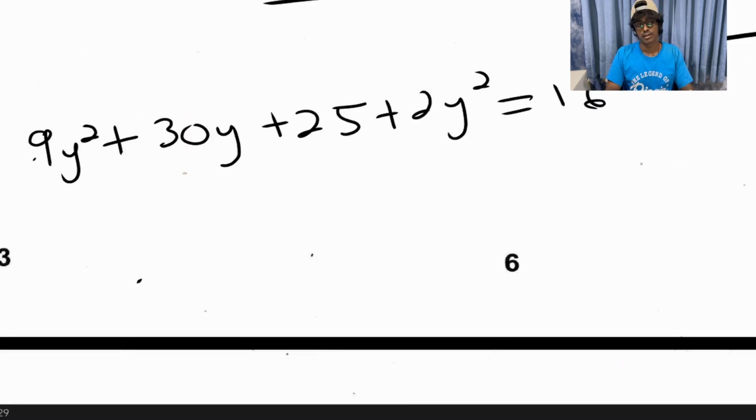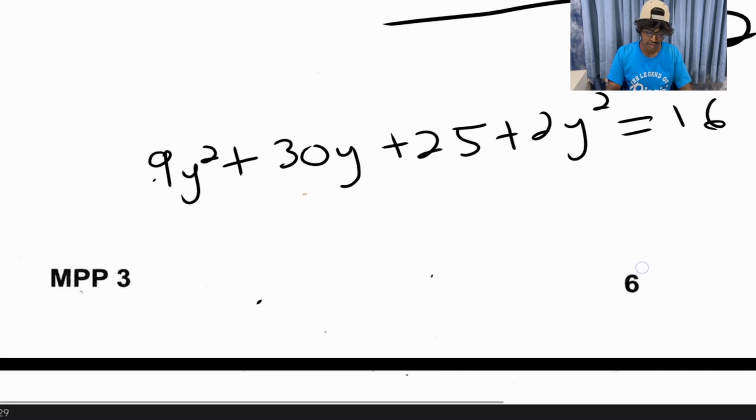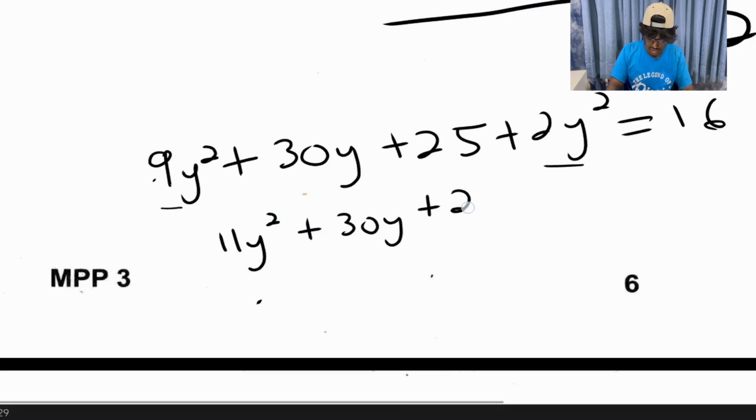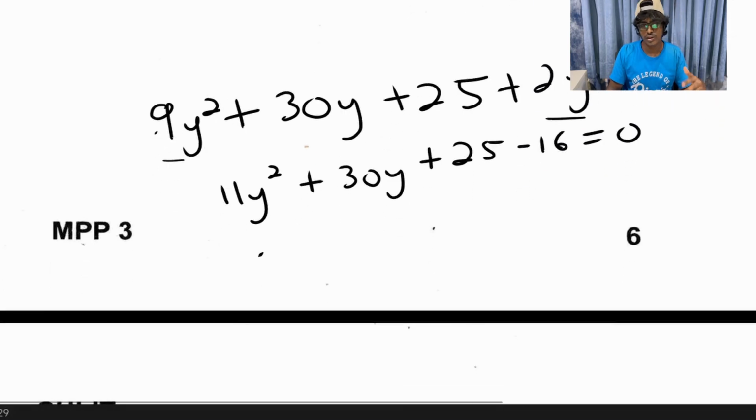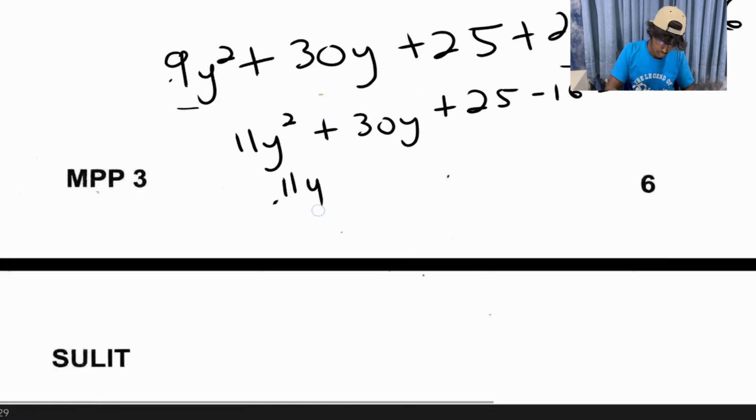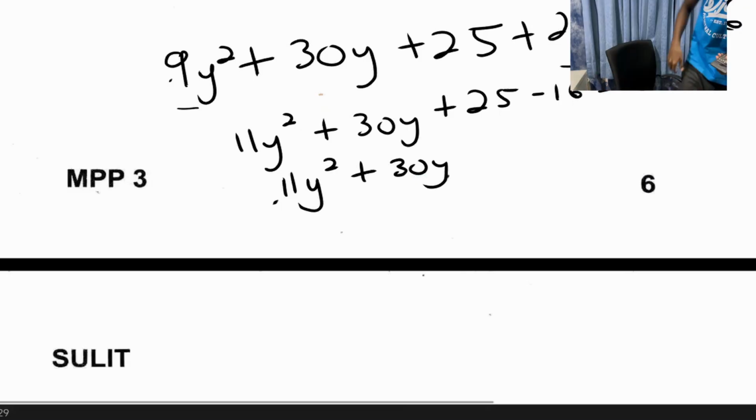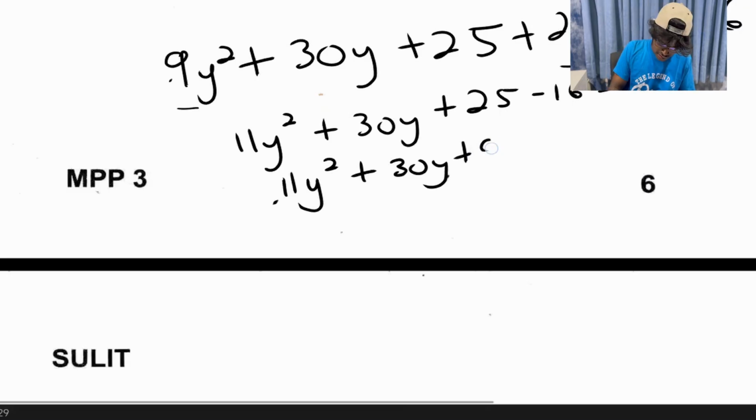Now we can zoom in a bit. Okay, now it's very easily solved. All we can do is this 9y kuasa 2 and this 2y kuasa 2 plus together we get 11y kuasa 2 plus with 30y plus with 25. And what I'm gonna do is I'm gonna bring this 16 over here, which will mean minus 16 equals 0. And now we can form a quadratic equation, which means you can tekan the calculator and get the answer. So 11y kuasa 2 plus 30y. 25 minus 16 is, I don't have my calculator. So, well, 25 minus 16 is 9, plus 9 equals 0.